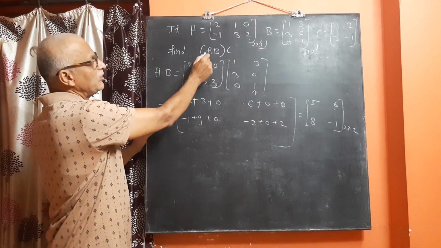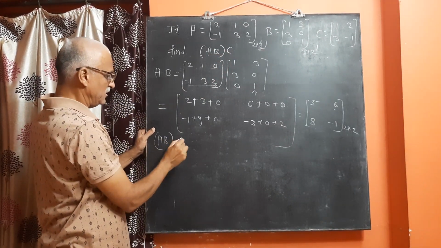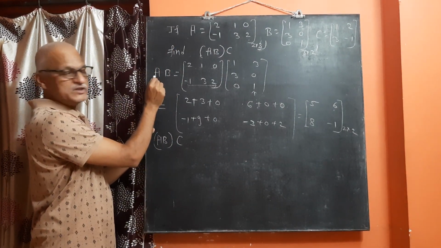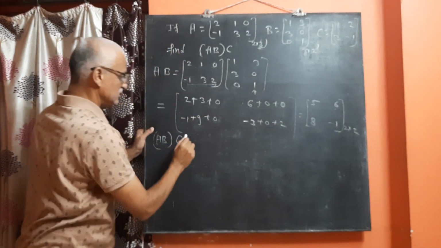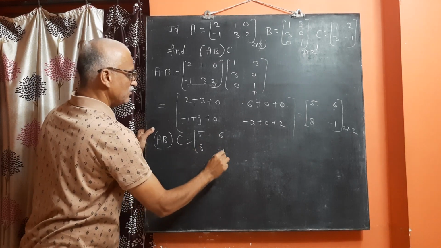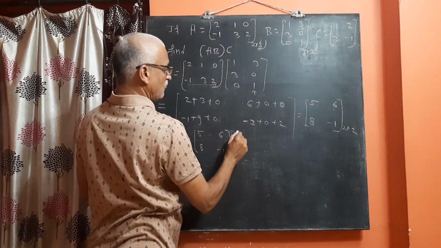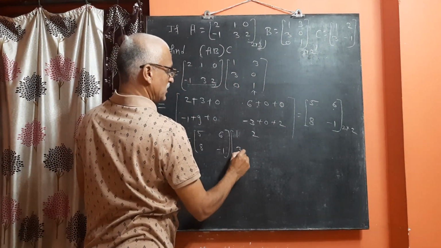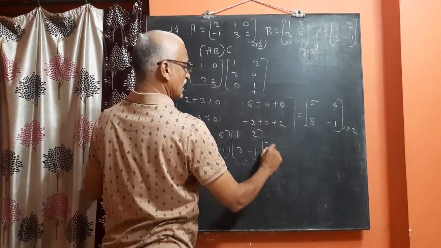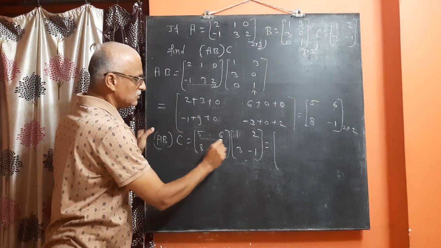Then we have to find out the product AB into C. So I write here AB in bracket into matrix C. Now AB we have got. What is AB? 5, 6 and 8, minus 1. So I write here this matrix 5, 6, 8, minus 1 into C. C is 1, 2, 3, minus 1. Now multiply it again. It is equal to matrix of, now again, first row, this row and this column.